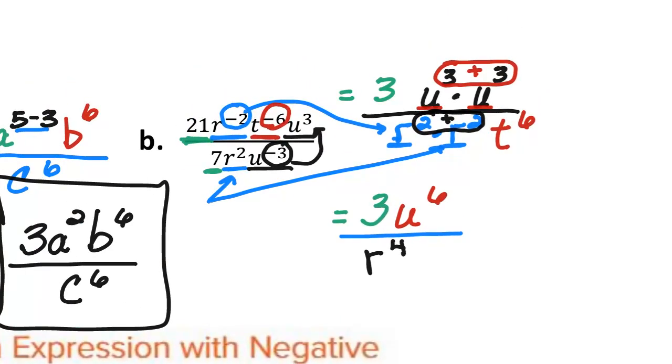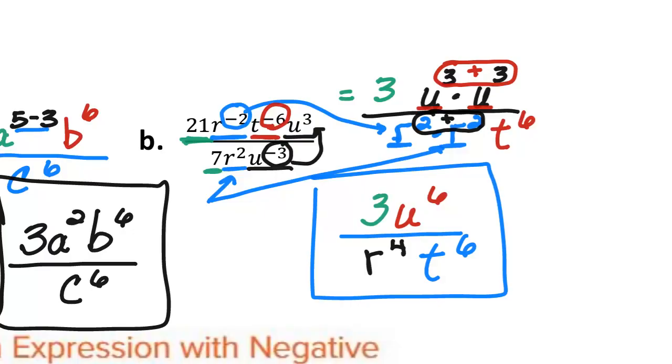And finally, I have t. It's the only t there. It's not a negative exponent, so I just keep it down in the denominator. So the final answer is 3 times u to the 6th divided by r to the 4th, t to the 6th.